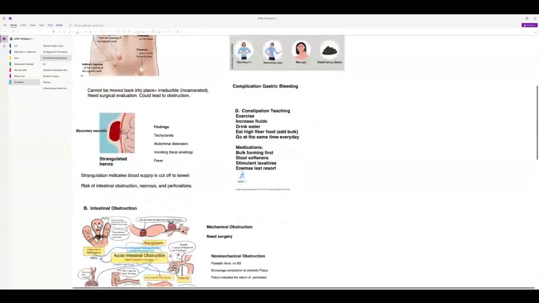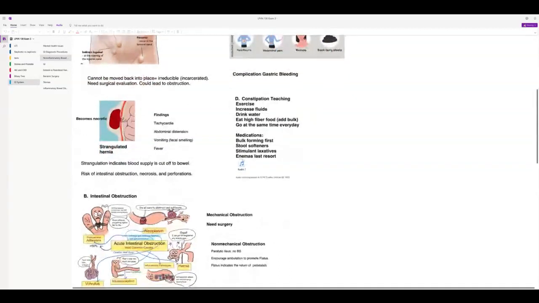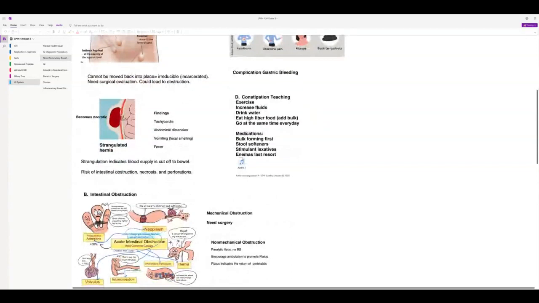So the medications for constipation, you're going to do the bulk forming first, then the stool softeners. If you have to, you'll do stimulants, and enemas are the last resort. And you really don't want to do stimulants if you don't have to, but sometimes you have to.